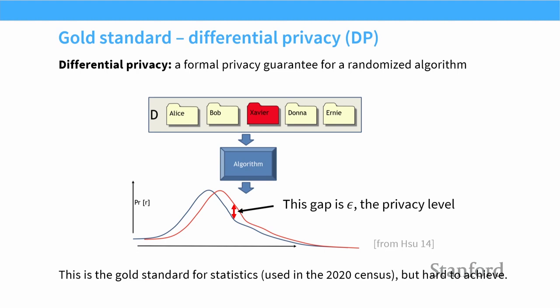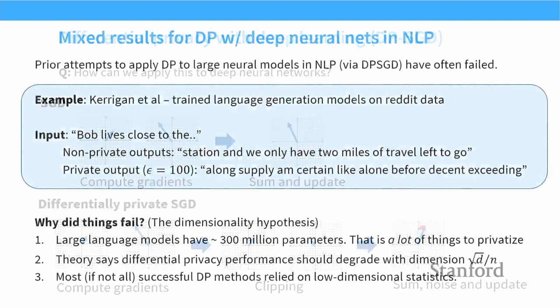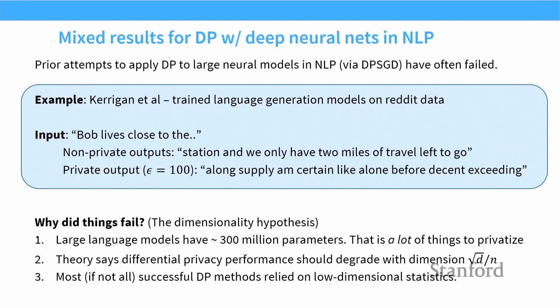This is really the gold standard in the sense that there haven't really been strong attacks demonstrated against this. And it was used in the 2020 census with some controversy. But it's really something that's hard to achieve. I'm going to skip this slide because I don't want to get into the technical bits. But really, the issue with differential privacy is it's such a strong guarantee. It says that when I remove a user, no adversary with arbitrary amounts of side information can determine whether or not I was included in the data set.